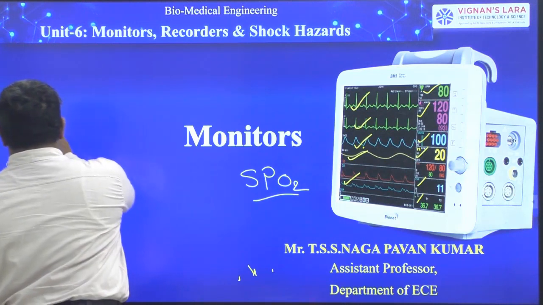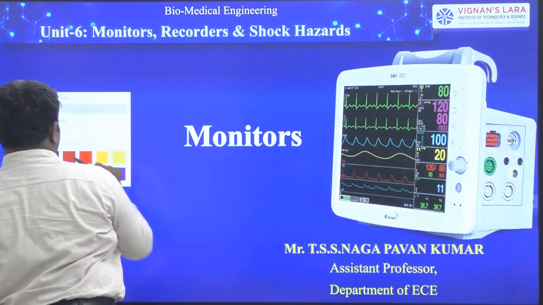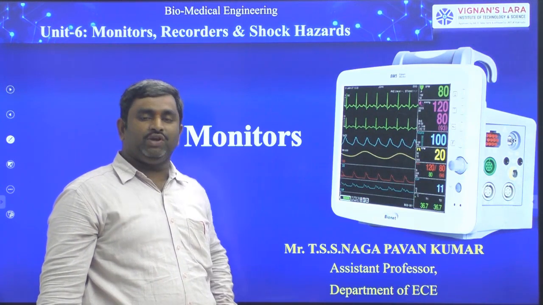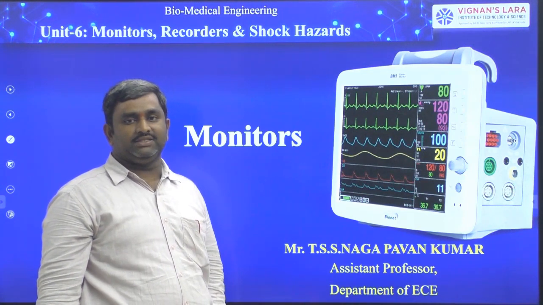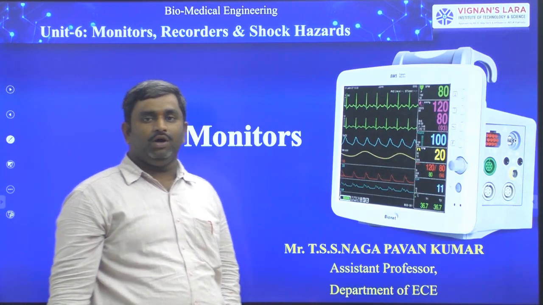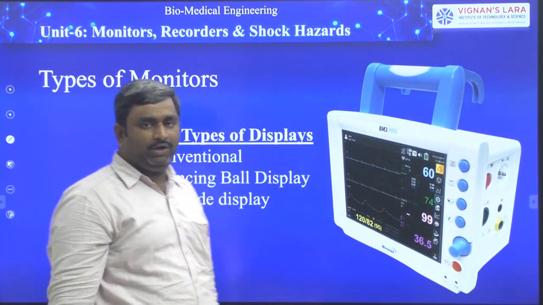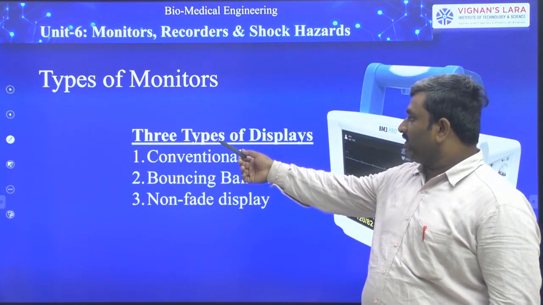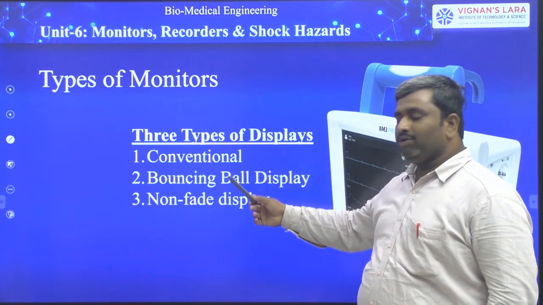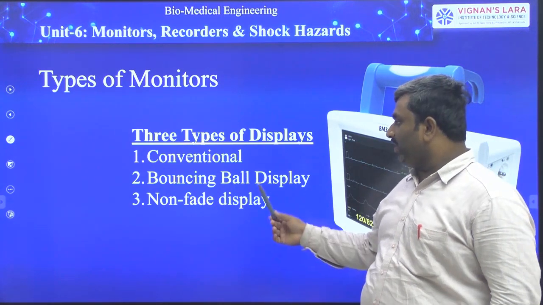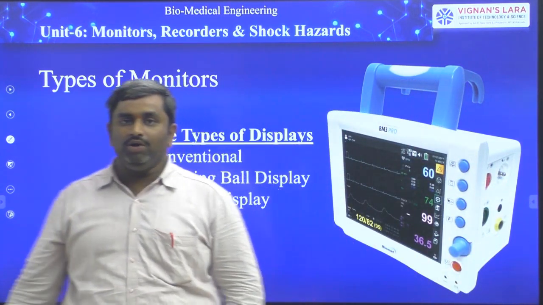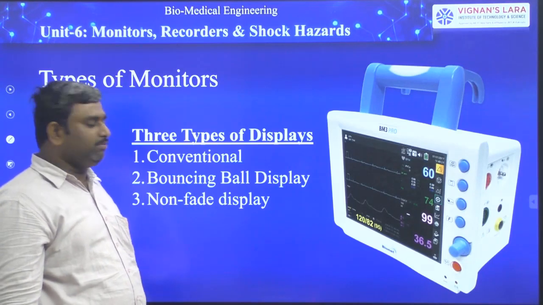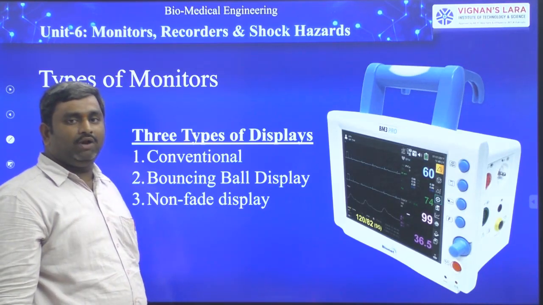Let us see the monitors which were available in the starting days. Let us come to that type of CRT displays. Here, the total monitors we have divided into 3 categories: conventional displays, bouncing ball displays, and non-fade displays. First one conventional display, second one bouncing ball display, and third one non-fade display.